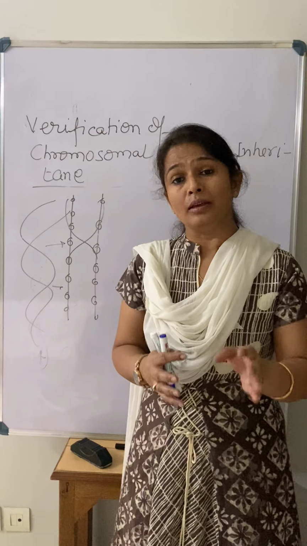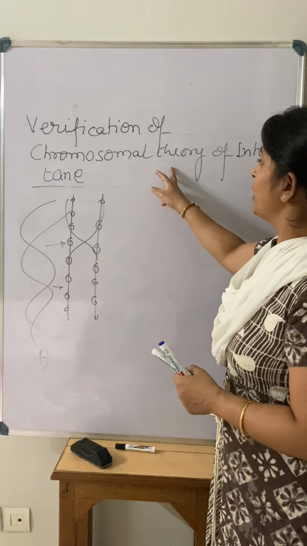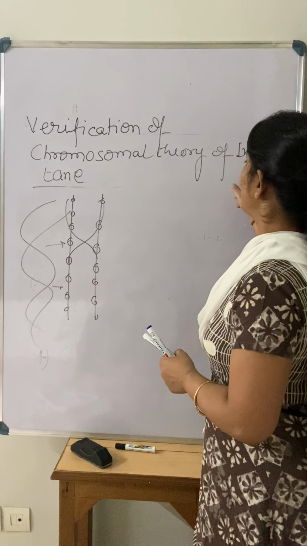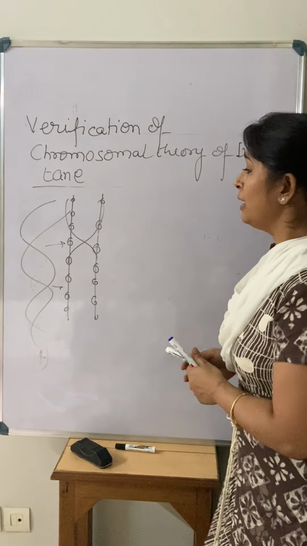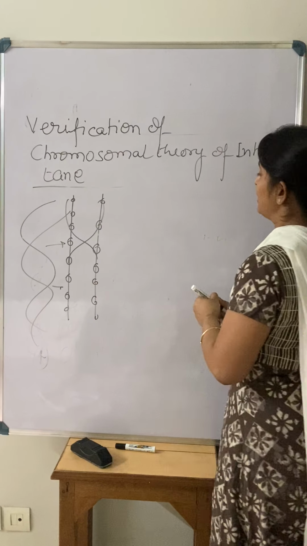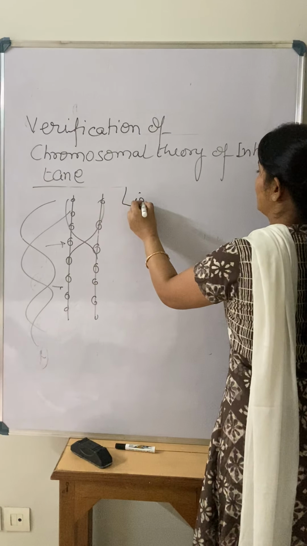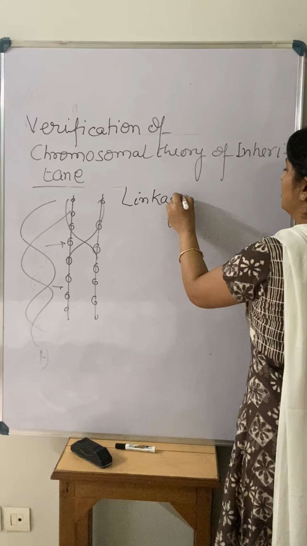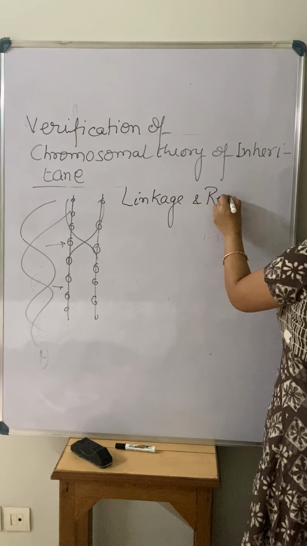So by seeing this, they proposed this verification of the chromosomal theory of inheritance, and they proposed two words that we call linkage and recombination.